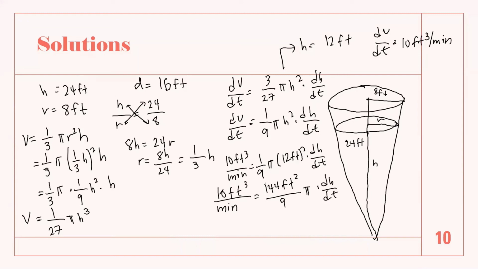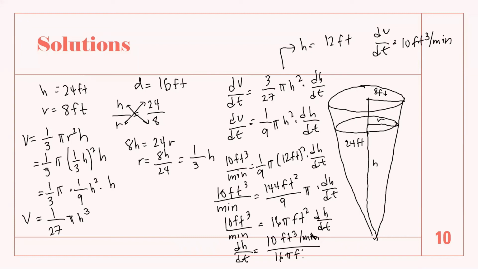So what we are going to do is divide 144 by 9. So the answer is 16. So 10 feet cube over minute equals 16 pi feet squared dh over dt. So what we are going to do next is solve for dh over dt by dividing both sides by 16 pi feet squared. Okay, so simplifying to lowest term, 10 over 16 will become 5 over 8. Then, since yung pi ay nasa ilalim, ikakopy na natin si pi, then feet over minute. So, we can say that our dh over dt is 5 over 8 pi feet.